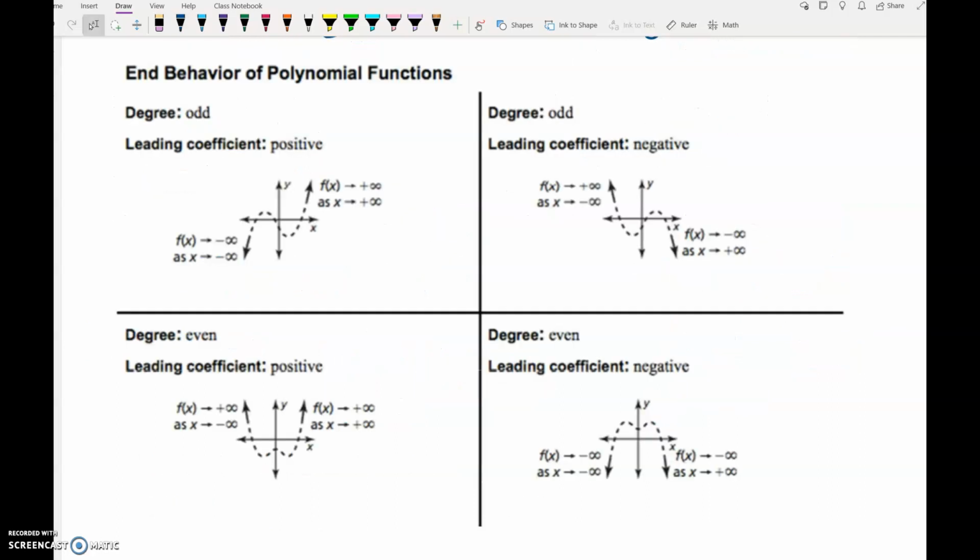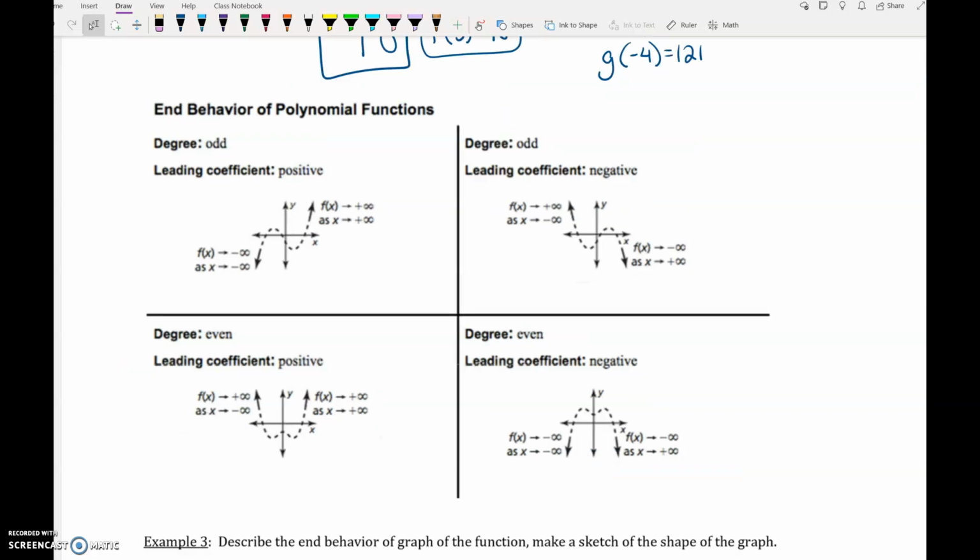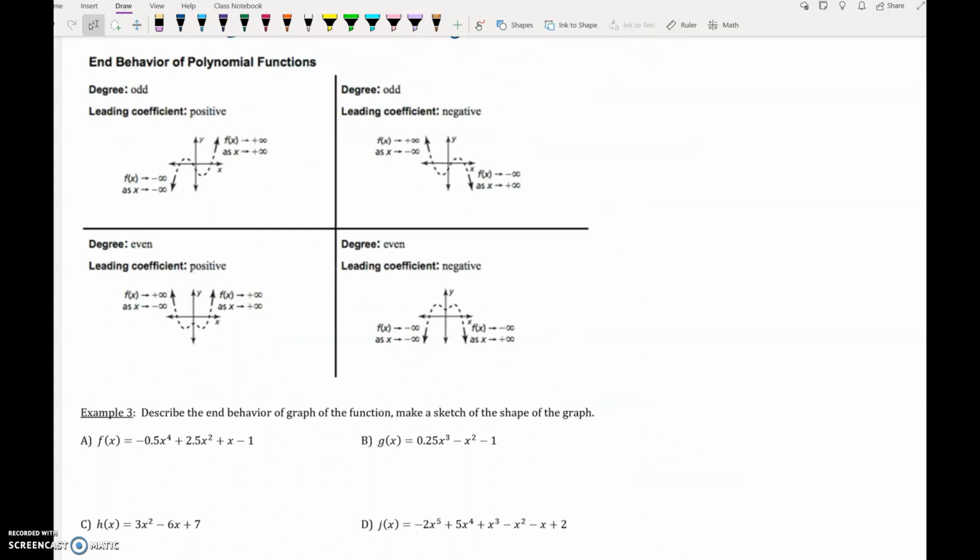Next, we're going to talk about end behavior of polynomial functions. End behavior basically is referring to what the ends of this graph are going to look like if we graphed the polynomial. So I'm going to make my own chart over to the side. First, we're talking about odd degree. So odd degree.